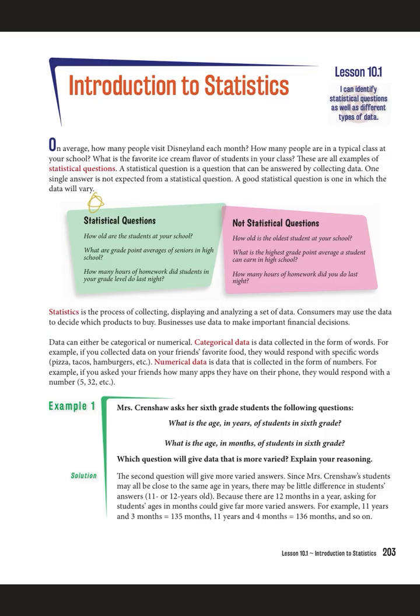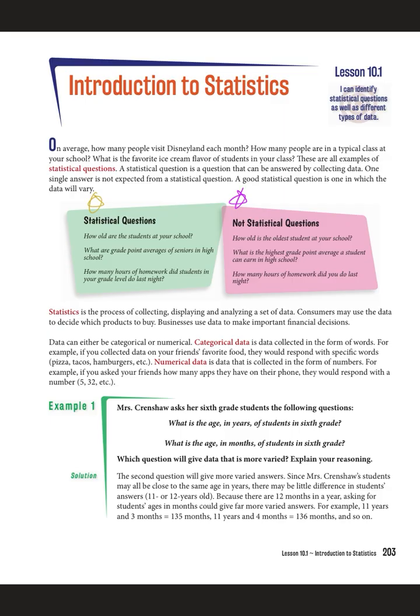Examples of non-statistical questions. One example would be how old is the oldest student at your school? That's not a statistical question because it's too specific. Another one is what is the highest grade point average a student can earn in high school? Again, that's too specific, and there's not enough variation. And last but definitely not least, how many hours of homework did you do last night? Again, too specific. It's only focusing on one person, so there's no variation in the data or the information being collected.